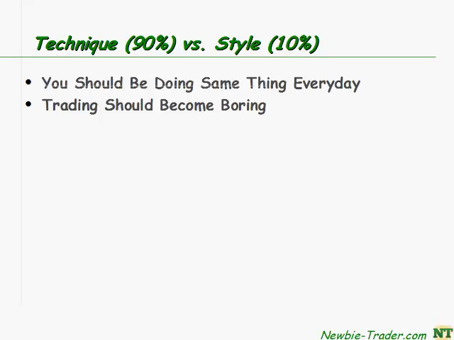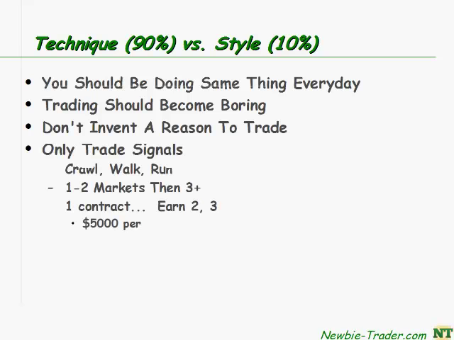Trading should be boring. You will be spending a lot of your time waiting for the setup. That's the way that trading should be approached. You need to have a reason for the trade. You shouldn't invent a reason for the trade. Your system should tell you when to take action. And I want you only to trade when you have pure signals.